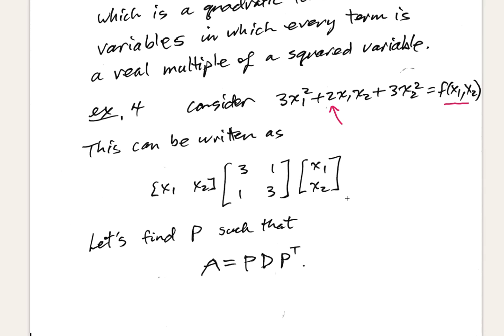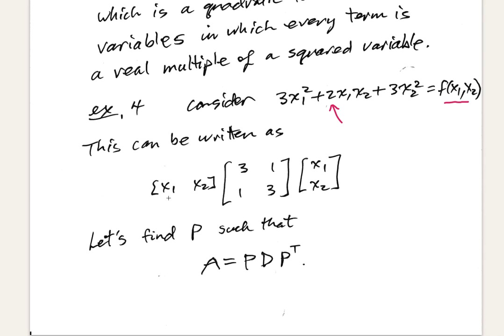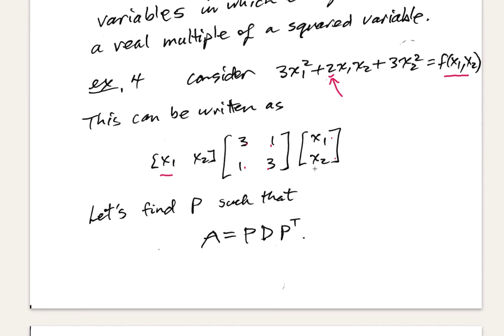So if we were going to write this as a matrix product, we would have x1, x2 as a row vector, times 3, 1, 1, 3, times x1, x2 as a column vector. That 1 is half of the 2 right there. That's where it came from. We took half of those. All right, I want to find P such that A equals P D P transpose. We can do that, right?